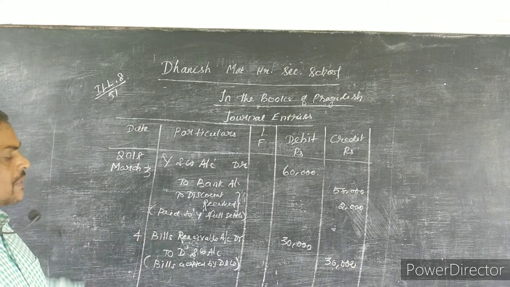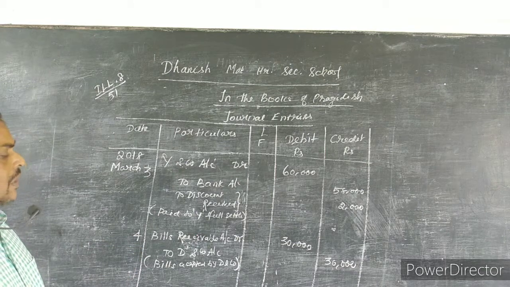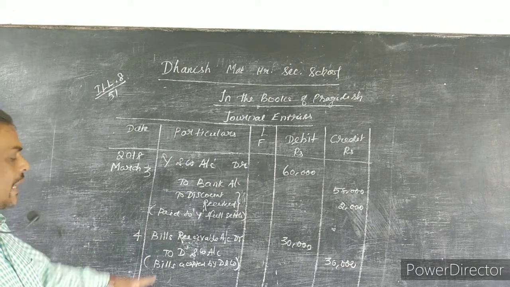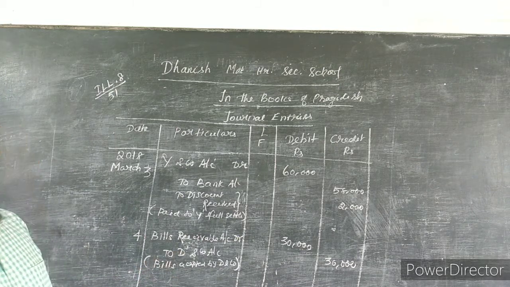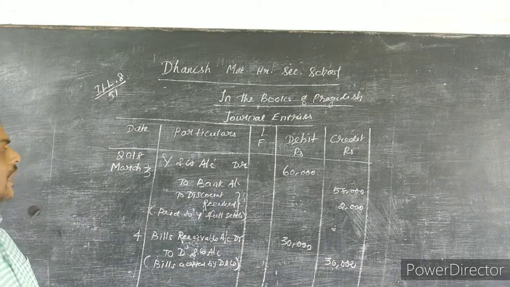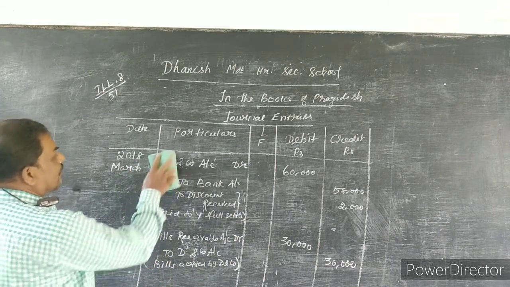So here debit is bills receivable account, because the bill amount is to be received from D and company. D is the giver, that is why D will come on the credit side. Okay. Now I will teach you another set of entries.